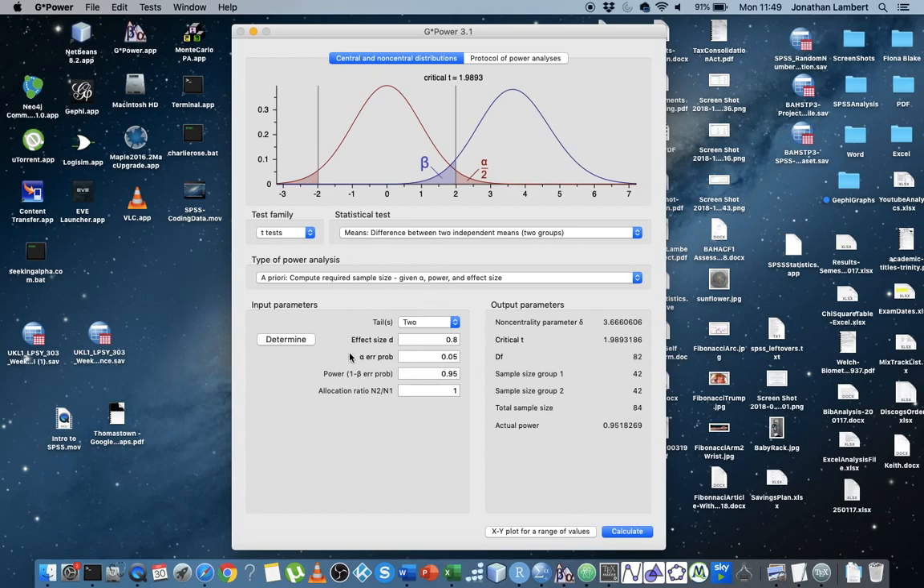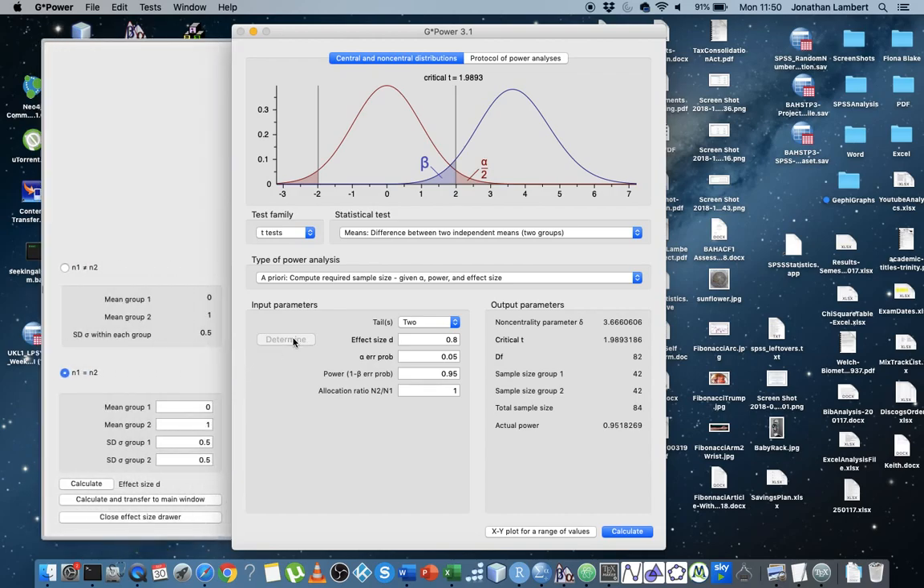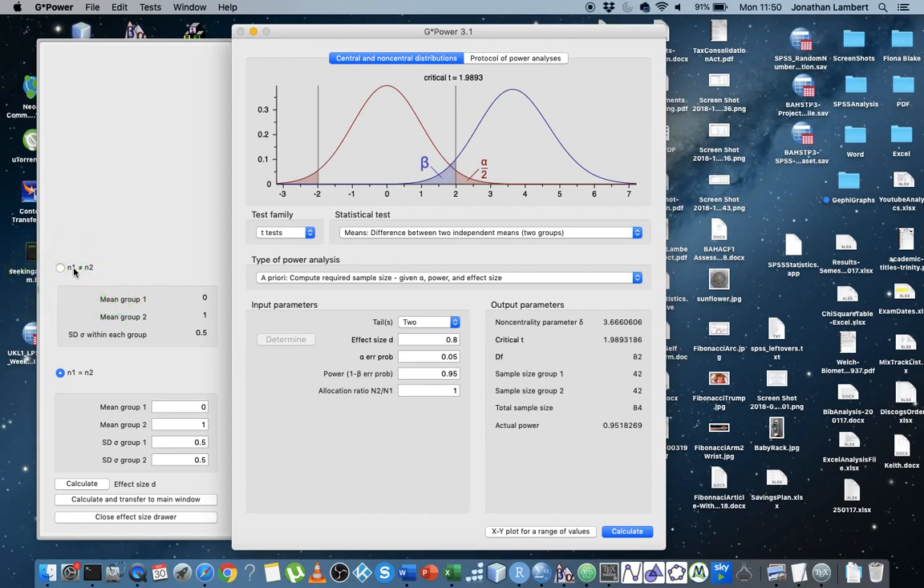Something that's really nice here as well in relation to this particular procedure is that, let's say we want to determine the effect size. So we know a priori. So here I'm hitting determine. Let me just close the effect size drawer here. So if I hit determine, well, here it's asking us, are the groups the same or are they different in size? Let's assume that they're the same size.